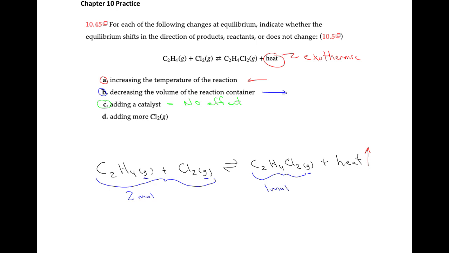So let's move on to D, and it says, what happens if I add more Cl2? So if I throw in some more chlorine into my reaction mixture, that means I'm going to increase the concentration of one of the reactants. So what that's going to do is shift the equilibrium towards the products to balance that out. So again, in D, it's going to shift towards the products.